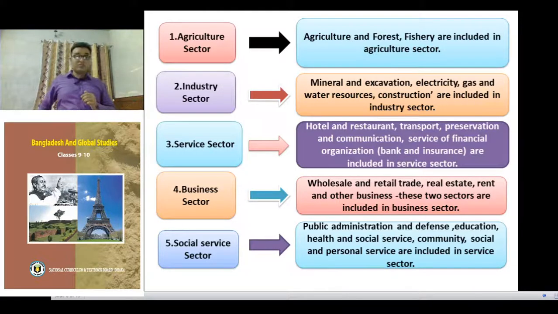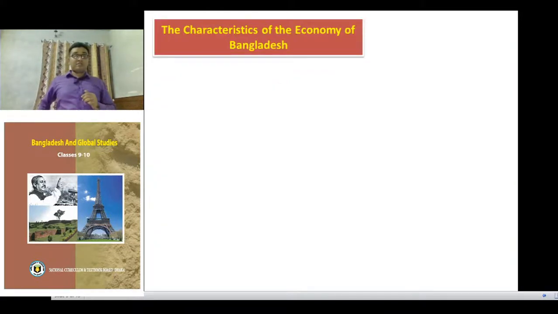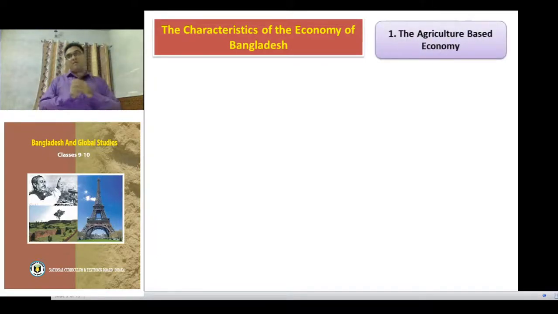Okay, so dear students, now I am going to discuss about the next topic of our today's class, that is the characteristics of the economy of Bangladesh. The first characteristics of the economy of Bangladesh is the agriculture based economy. Dear students, I think you know well Bangladesh is an agriculture oriented country, and most of the people of our country directly or indirectly dependent on agriculture. So this is the first characteristics of the economy of Bangladesh.